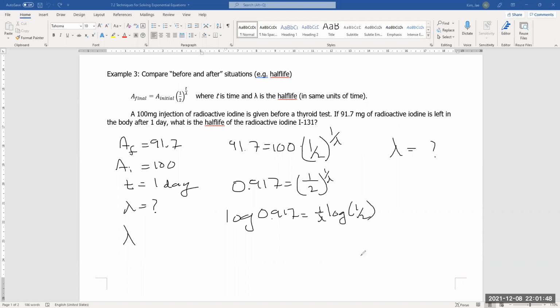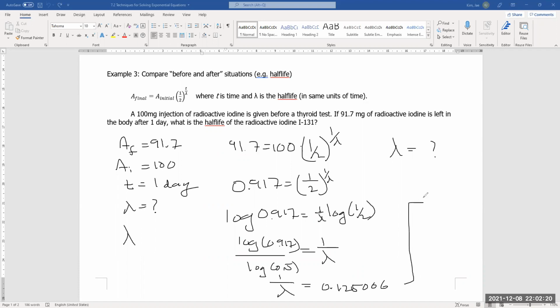Now I'm going to do some algebra and rearrange it so that 1 over lambda is equal to log 0.917 divided by log of half. I'll write that down. Log of 0.917 divided by log of 0.5, which gives you, so 1 over lambda is equal to 0.125006. And that means lambda is equal to approximately 8. So the half-life of radioactive iodine is 8 days.